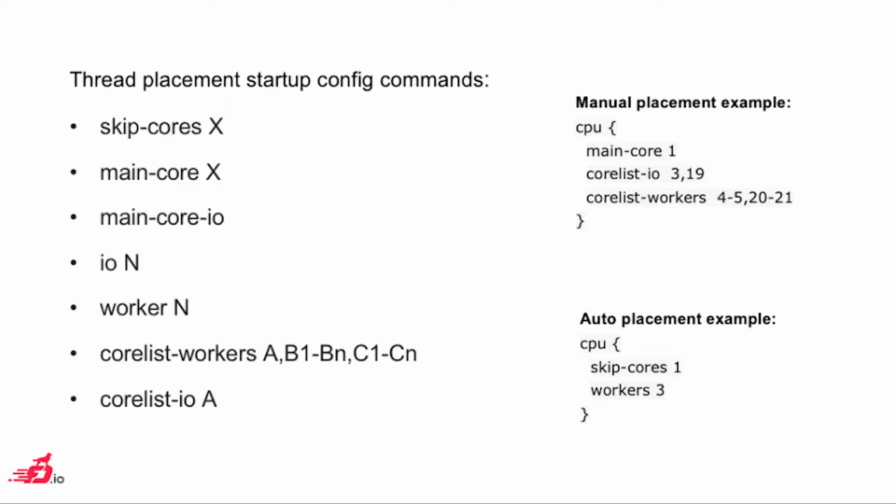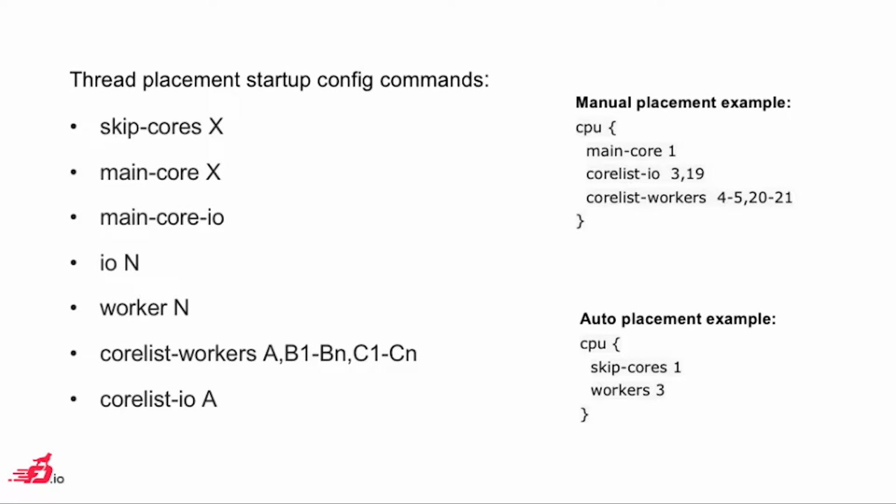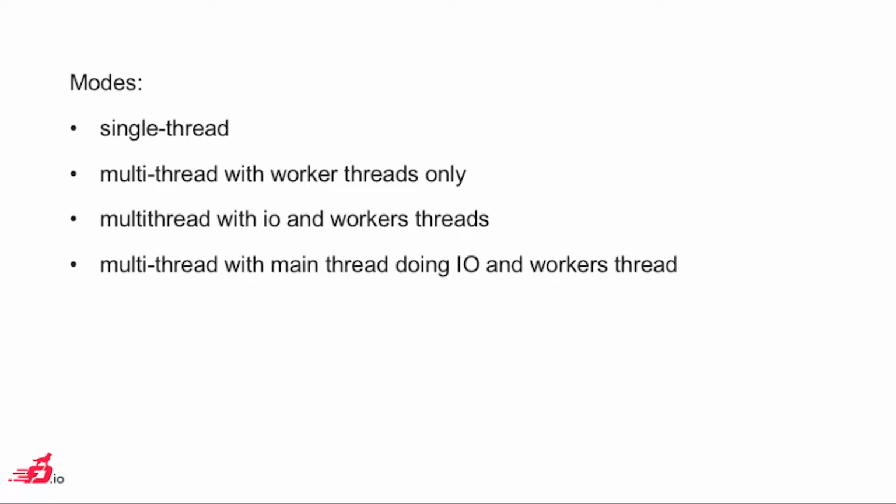And yeah, so this is the specific one for this last case, multi-thread with main thread doing IO. So for that command, if you say main core IO, you're basically saying that the IO thread should be executed on the main core. But as I said, this is something which will probably change soon. So I would just focus on the first 2 cases, single thread and multi-thread with worker threads only.